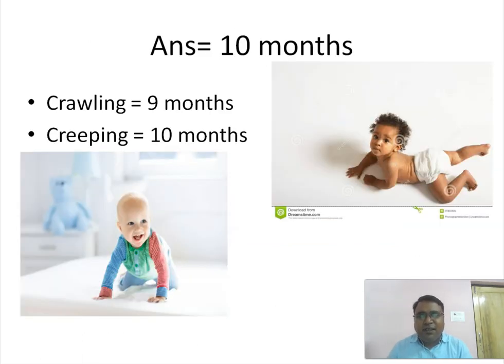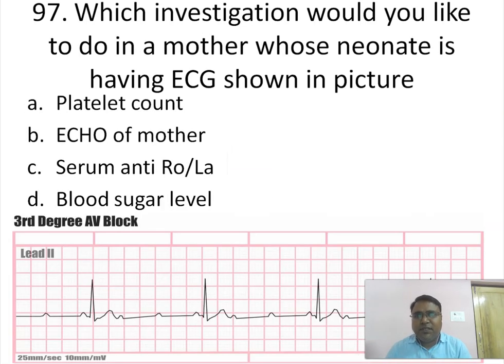This is creeping. When the chest is touching the ground, that is crawling. When the chest is some distance above the ground, it is called creeping. Crawling, CRA, A comes first, that is at 9 months. Creeping at 10 months.